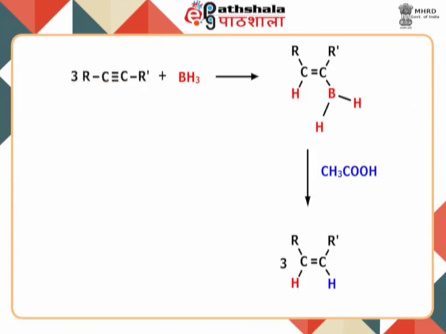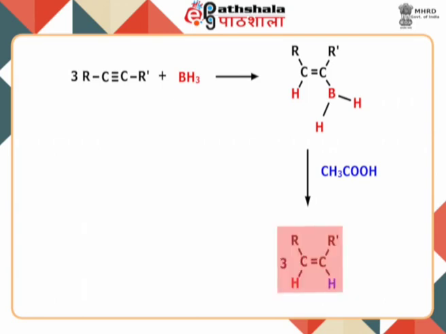Now, you can see here the 3 moles of this alkyne, when they react with BH3, the BH3 adds to the triple bond, and H adds to one carbon, the BH2 adds to the other carbon. And with treatment with 2 more alkyne molecules, you will ultimately have this trialkenyl borane. When this is further treated with acetic acid, this boron gets replaced with hydrogen and you get 3 moles of alkenes.